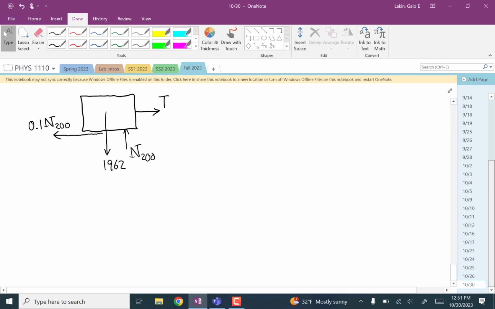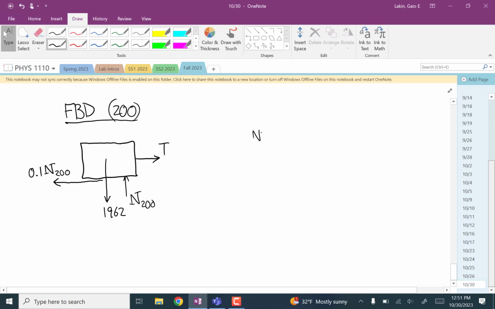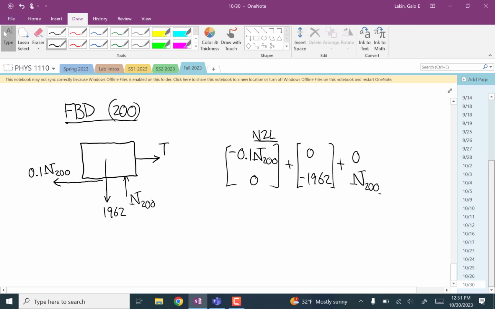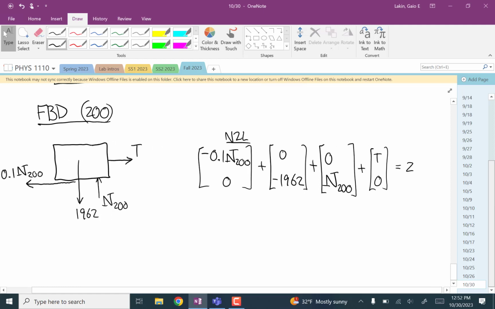Okay, and let's see what we have from Newton's second law for this. So we get negative 0.1 N200, 0 for y, plus the weight, 0, negative 1962, plus 0, N200, plus T, 0. So that's all four of those forces. And that's equal to the mass of this system times the acceleration, A, 0.